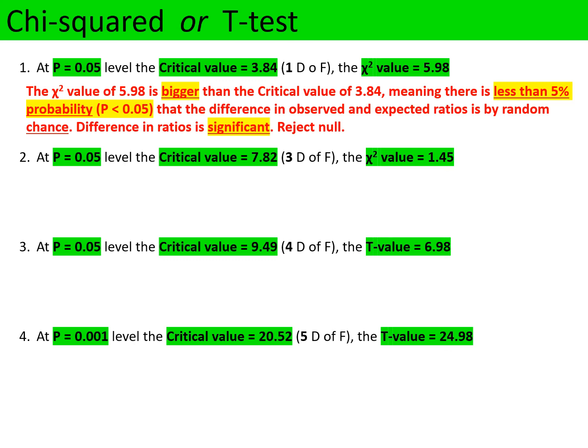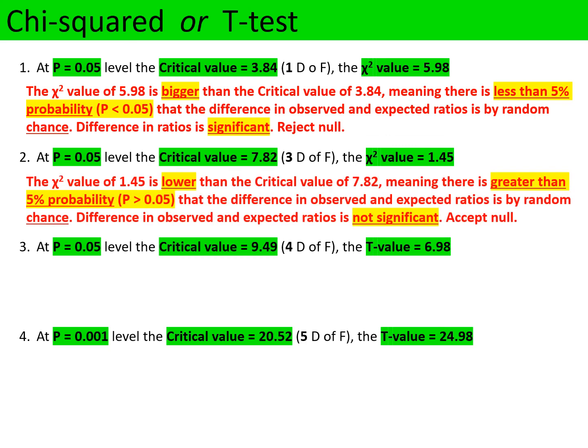Now, if we had a different experiment where the critical value was set at 7.82 at a p-value of 0.05, but our chi-squared value was lower than that critical value, then the p-value is going to go the opposite way and it's going to be bigger than 0.05. So in this experiment for number 2, the chi-squared value of 1.45, and we should state the value in our answer, is lower than the critical value of 7.82. Therefore, the p-value is going to be bigger than 0.05.